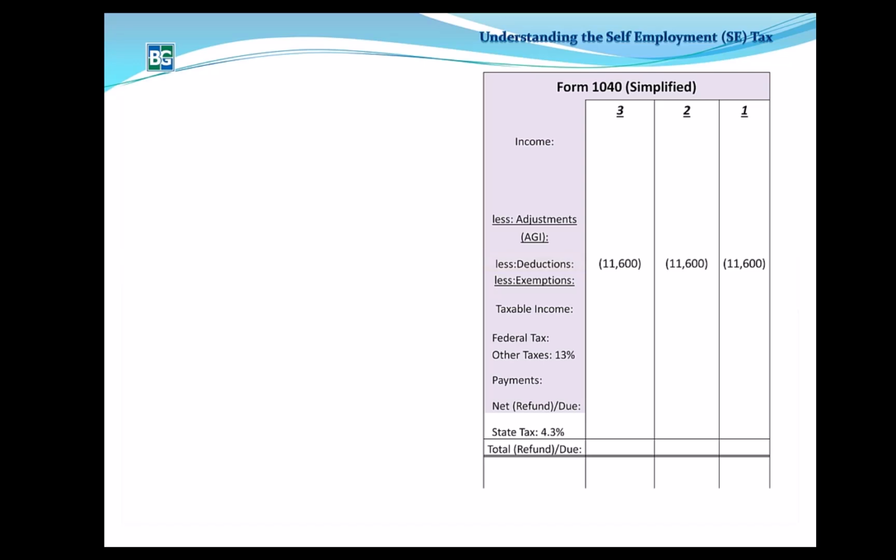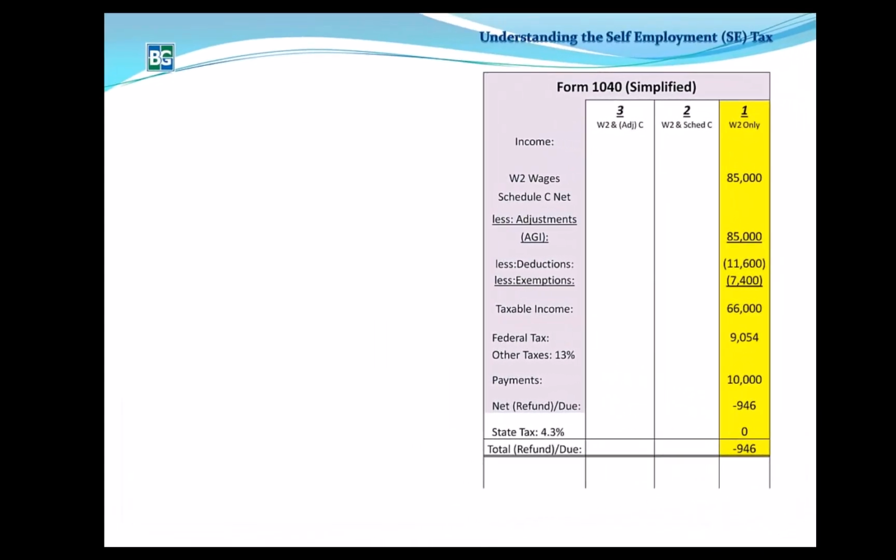$11,600. We then subtract out the exemptions. In all 3 scenarios, we use the same amount of $7,400. From there, we arrive at taxable income. From that, we calculate the income tax. Then, the other taxes, in these cases, the self-employment tax. We adjust for the payments and withholding to arrive at the net refund or amount due. Included in these scenarios, we have a state tax of 4.3%, although not all states have an income tax. Finally, we arrive at the total refund or net due amount.